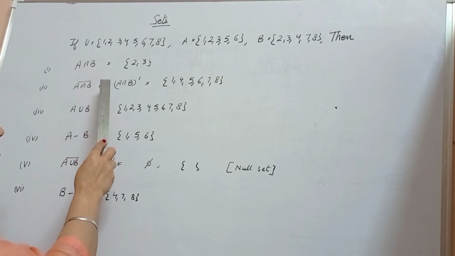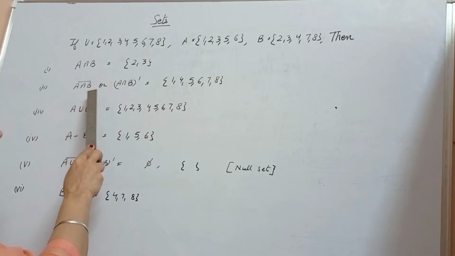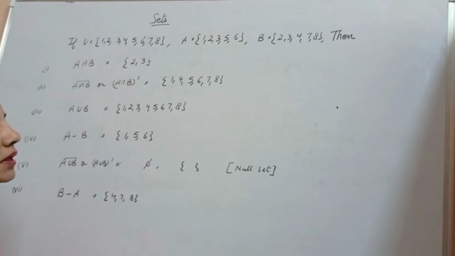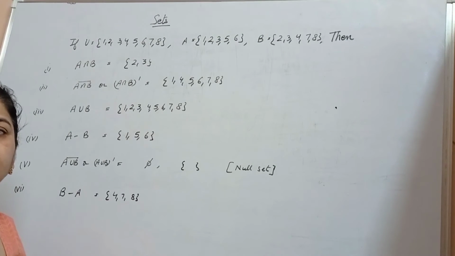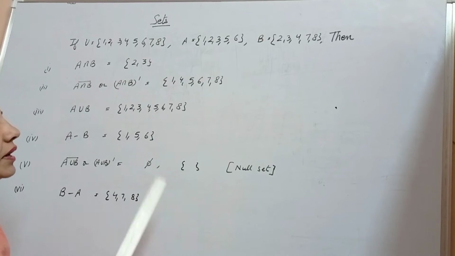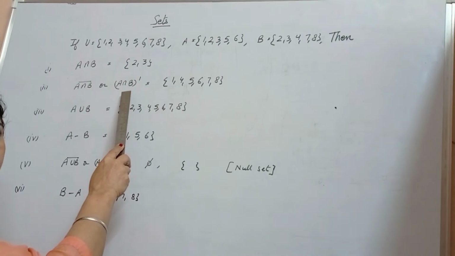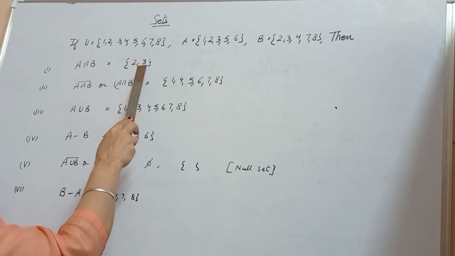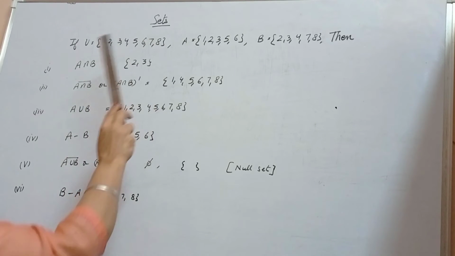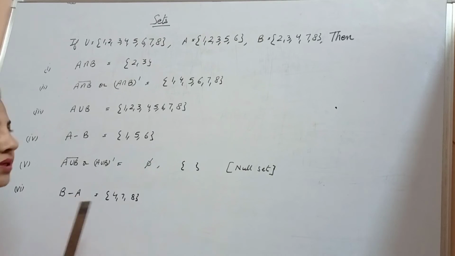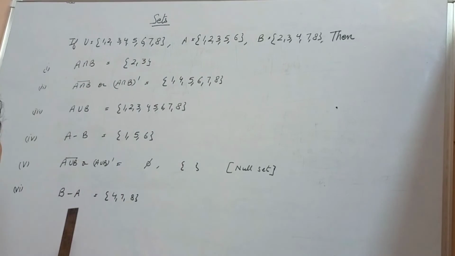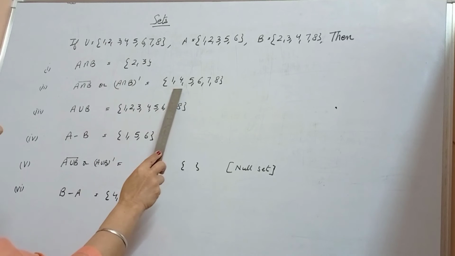A intersection B complement, either you can write like this or say A intersection B dash, the symbol of complement. The elements other than A intersection B will come in the set of A intersection B complement. If we compare with the universal set, we exclude 2, 3 and the rest of all the elements will come in A intersection B complement. So we have 1, 4, 5, 6, 7, 8, excluding 2, 3.